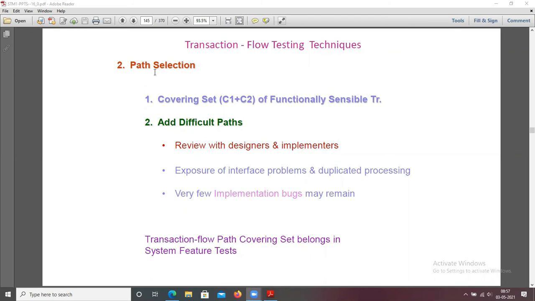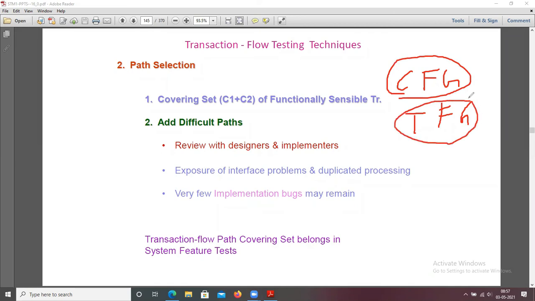Path selection for transaction flow should be different from the path selection done for the control flow graph. In our previous classes, we learned about CFG. Here we are discussing TFG. CFG means control flow graph, and TFG means transaction flow graph. The path selection for transaction flow should be different from path selection done for control flow graph.